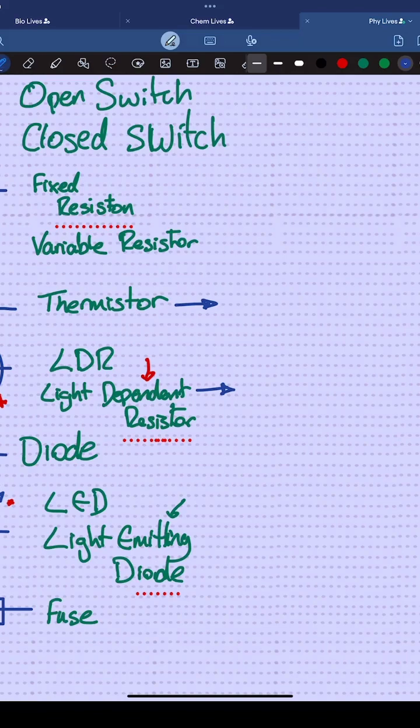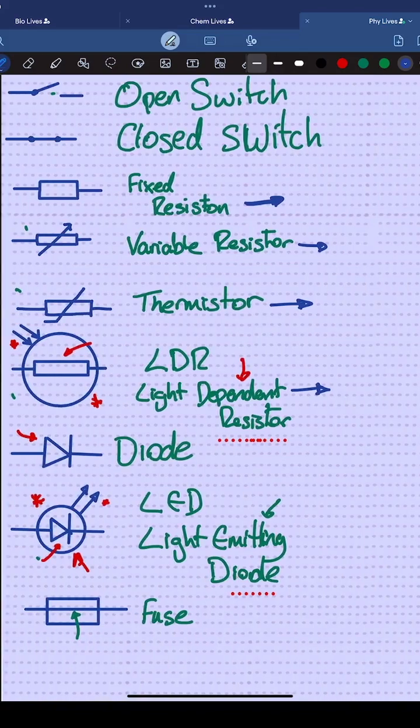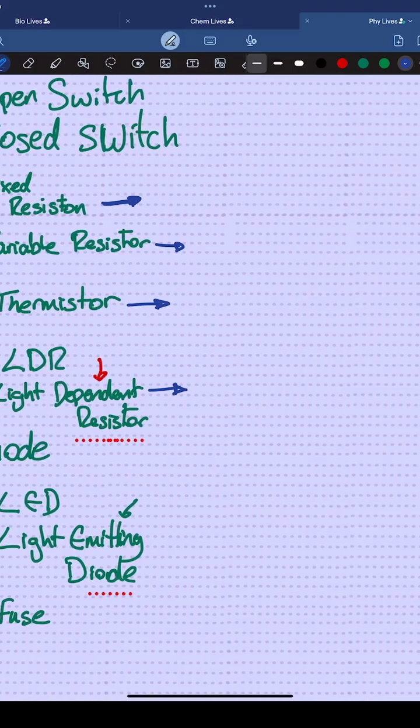So think about what a resistor does. This provides resistance to a circuit. It slows down current. A fixed resistor always has the same resistance. A variable resistor, you can change the resistance. A thermistor is a resistor which changes its resistance based on temperature. So if it's really hot in the surroundings, it means the resistance is going to go down. If it's cold, the resistance is going to go up. So it's all dependent on the temperature of the surroundings.